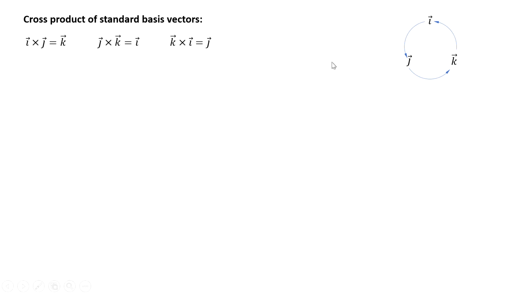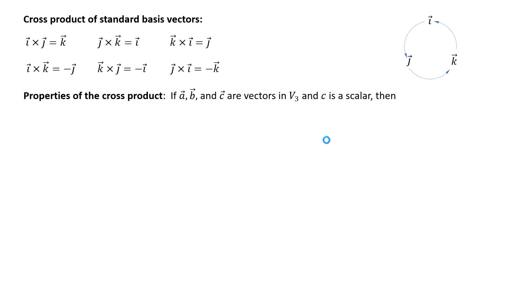Now, what was the first one I did? i cross k. Now we are going against the grain, right? It will be j, but because we went against the grain, we have to say negative j. i cross k is negative j. Similarly, k cross j, negative i. j cross i against the grain, negative k. That's the idea. Cool. This will come in quite handy.